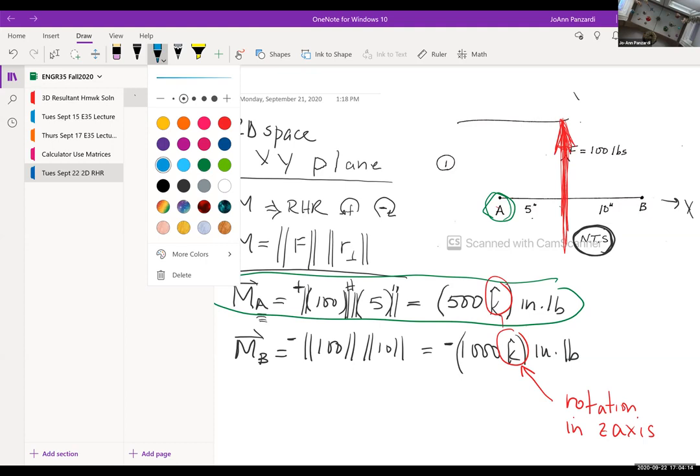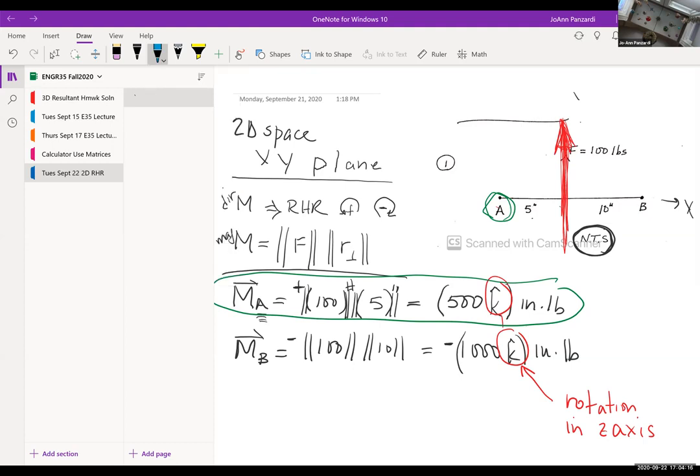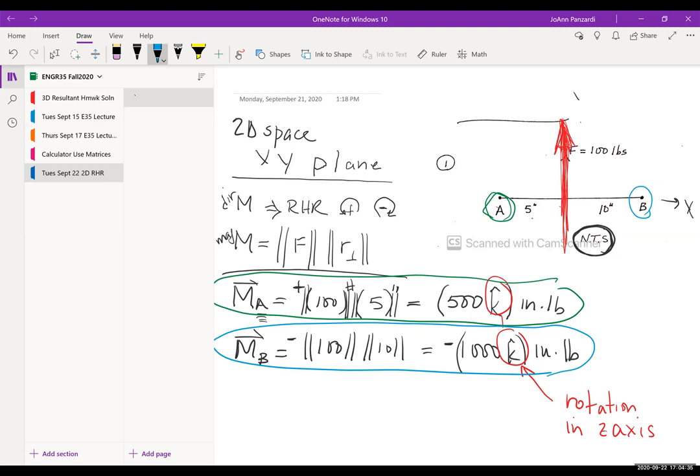When I'm trying to find the moment about B, here's the moment about B. So this force creates a greater moment. I'm looking at David LR now. This force creates a greater moment about A or B? A. The magnitude, sorry. B.